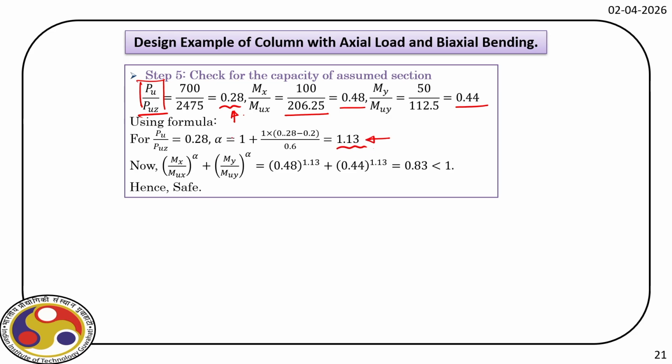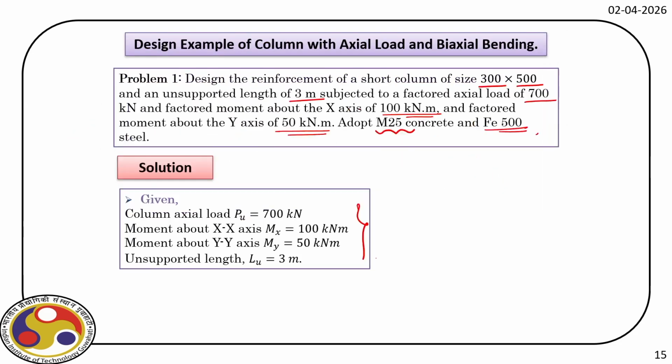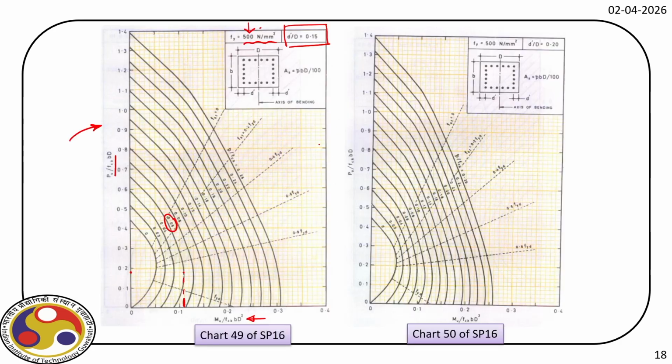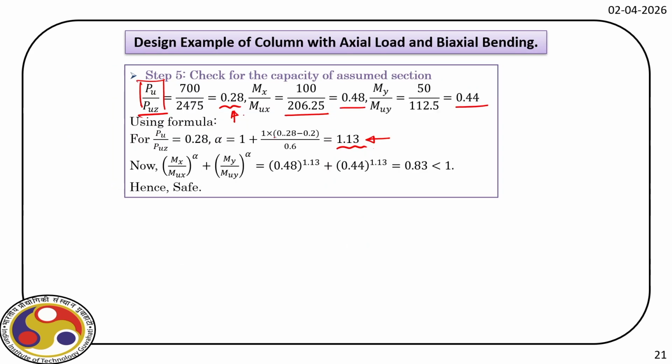Finally, we check this criteria which was shown to you earlier here. We know now everything: the capacity along x and along y, and we know the applied moments along x and along y. We have already obtained alpha. So let us see, it is 0.48 to the power 1.13 plus 0.44 to the power 1.13, which is 0.83, and it is less than 1, hence the design is safe. So you can see, if we use the interaction curve, how simple it is to design the cross section.